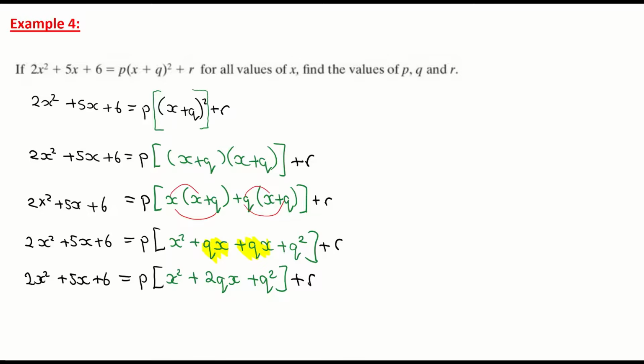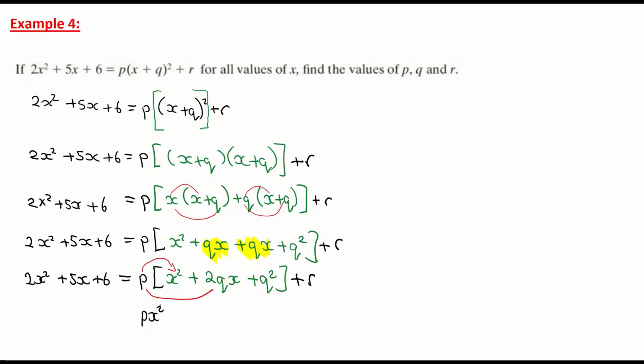Now I'm going to multiply by that factor of p. I'm now bringing in this p outside, so I'm multiplying it into each of the three terms in my square bracket. So it's p by x squared, which is giving me px squared. I'm then multiplying the p by the p multiplied by 2qx.